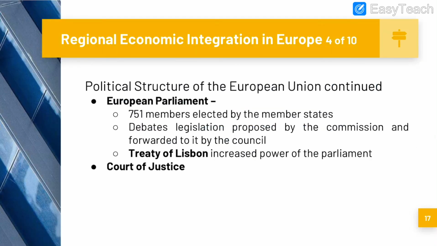Okay, next we go to the European Parliament. It has 751 members, elected by the member states. They debate legislation proposed by the Commission and forward it to the Council. The European Parliament normally has three roles. It debates the legislation, it can pass or reject the laws, and it can make amendments, but not in all cases. Laws must also be passed by the Council of the EU in order to become law.